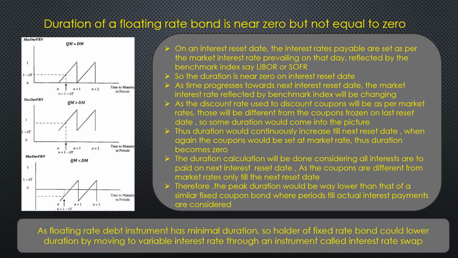As a floating rate debt instrument has minimal duration, the holder of a fixed rate bond could lower duration by moving to variable interest rate through an instrument called interest rate swap.